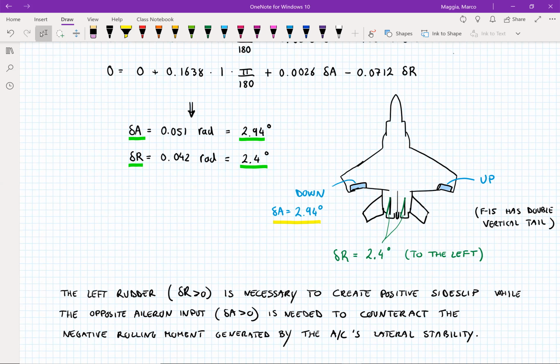So if we want to maintain the side slip angle at a constant value, we need to enforce an opposite rolling moment. And that is done by controlling the ailerons. So we are creating a positive rolling moment to counteract the natural lateral stability of the aircraft.